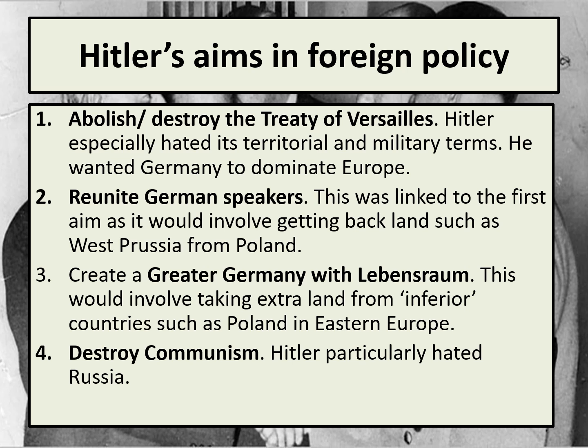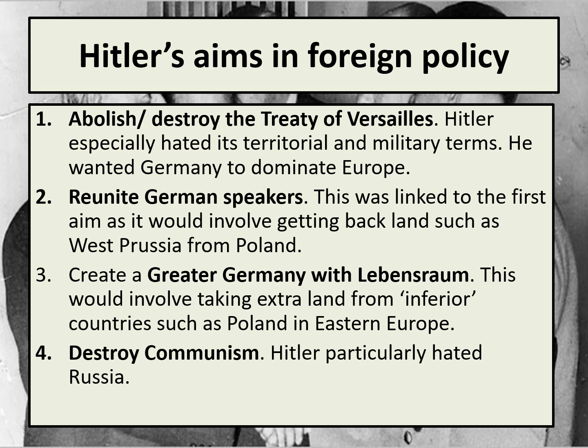So if you remember, when Hitler came to power in 1933, one of his big promises to the German people was that he would abolish or destroy the Treaty of Versailles. Hitler hated the territorial or the land terms and the military terms. He wanted Germany to dominate Europe. It had a position in the centre of Europe, and it made sense for him that Germany was the strongest and most powerful nation. So one of the things that he promised the German people in the 1930s was that he would take back as much land as possible, and he would rebuild the German military.